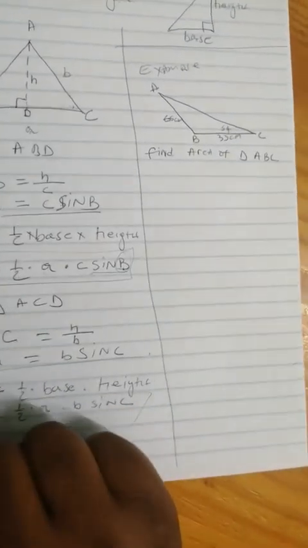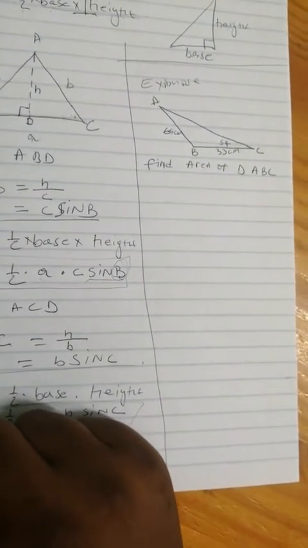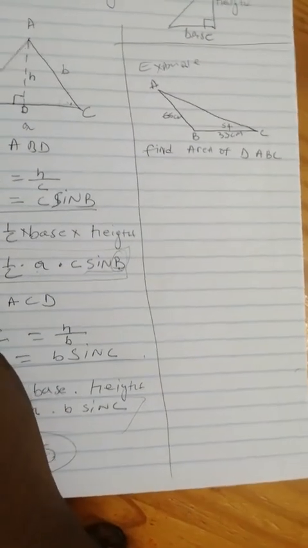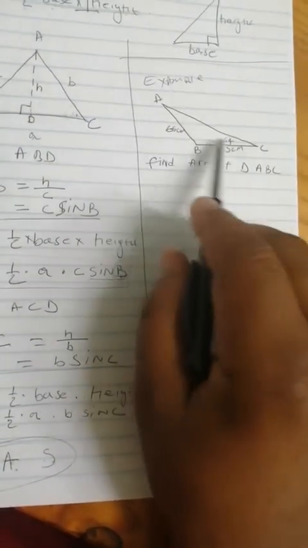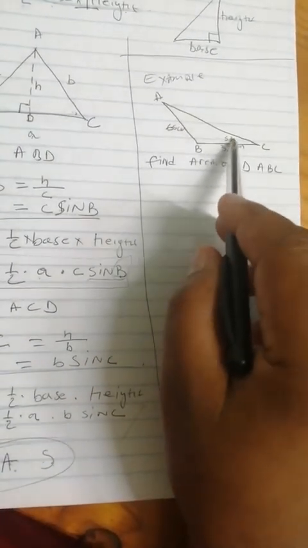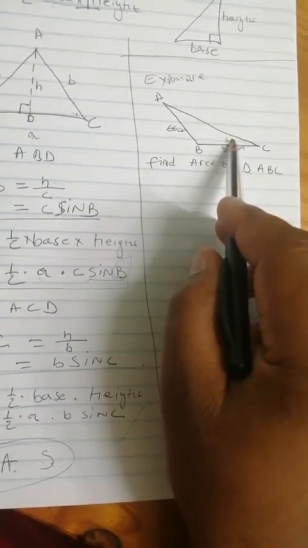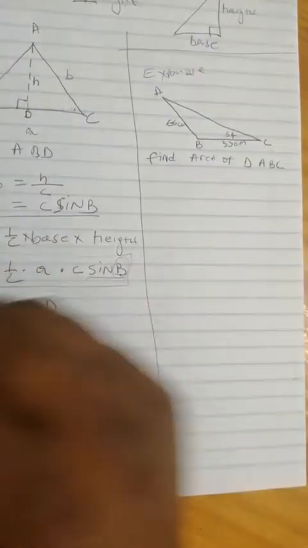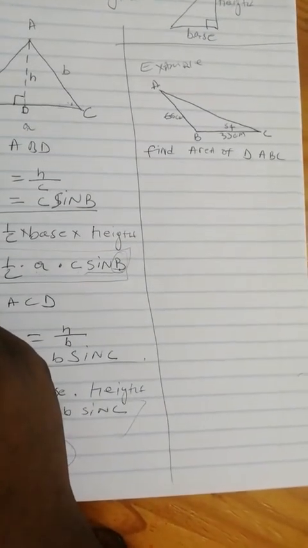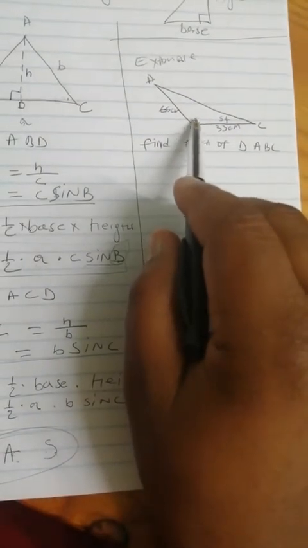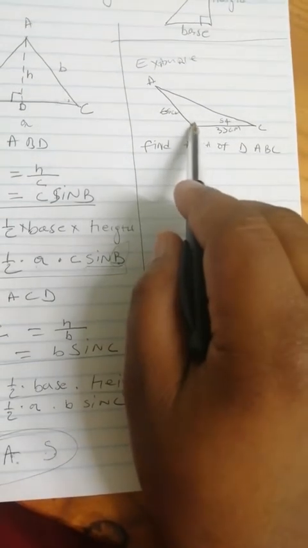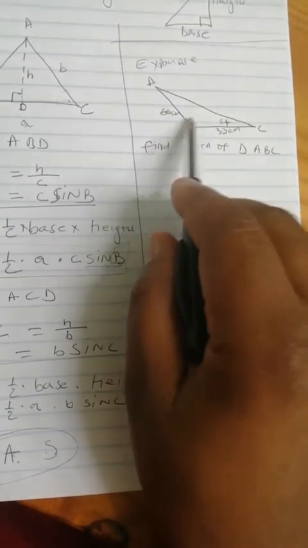Let's see whether we've got what we need. You see we've got two sides, but the angle that we have is not included. The angle that we need is not included. So what do we need to do here? We must either find this angle. Things will be better if we find this angle, you see?